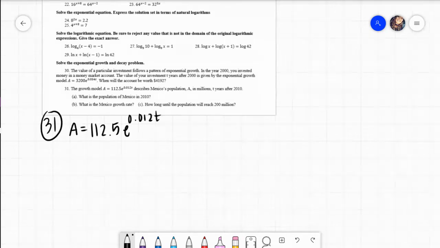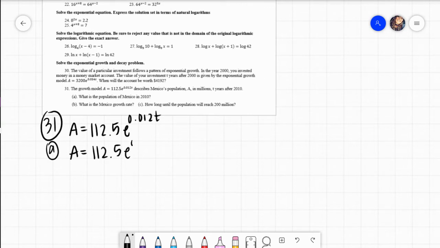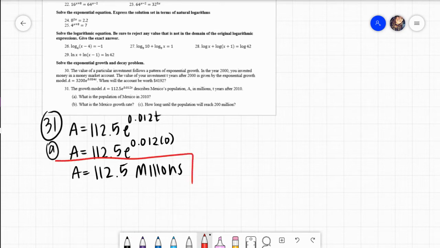For part A, it's asking me, what is the population of Mexico in 2010? So if you needed to write it out, you would write the exact same growth model. You're going to plug in zero for t because 2010 is 0 years after 2010. That makes e get raised to the zero power, which means it's going to go to one. And so the only thing you have is that the population in 2010 is 112.5. If they ask you for the same year that the model is based off of, then it's just right there because that goes to one.